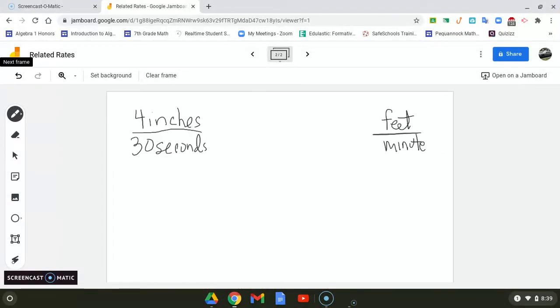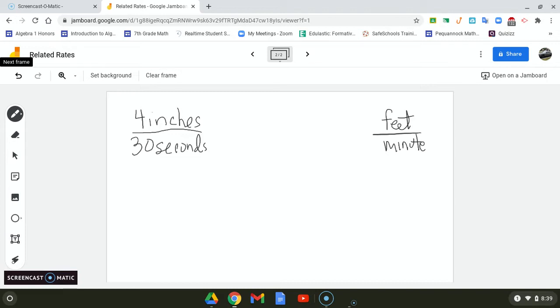So we have something that we're traveling at the rate of 4 inches every 30 seconds. And we want to know how many feet per minute that is. So what we're going to do is convert from inches to feet, and convert from seconds to minutes. And we have to first decide which one. So I guess we'll do the inches to feet first.